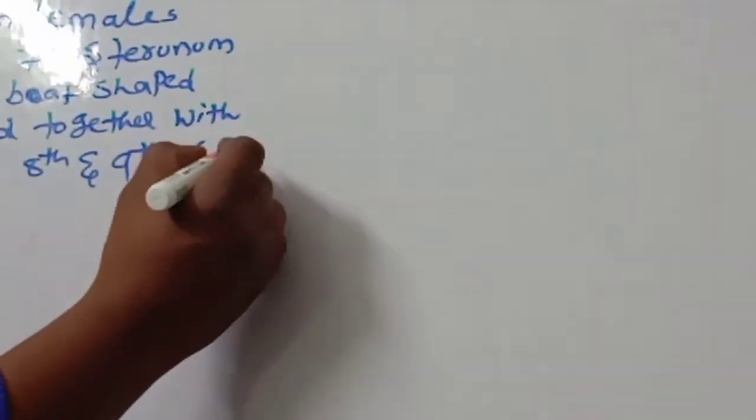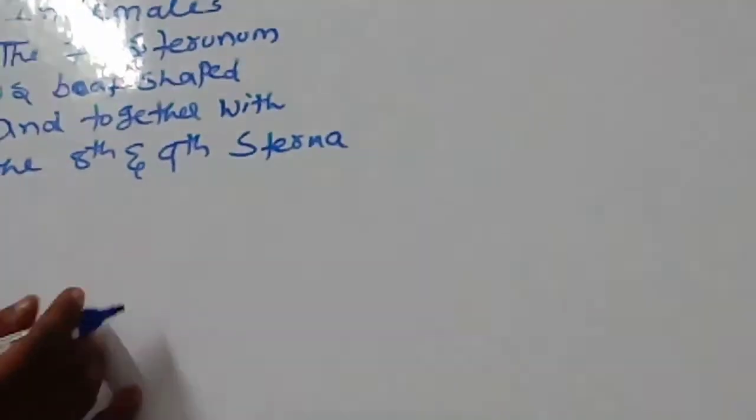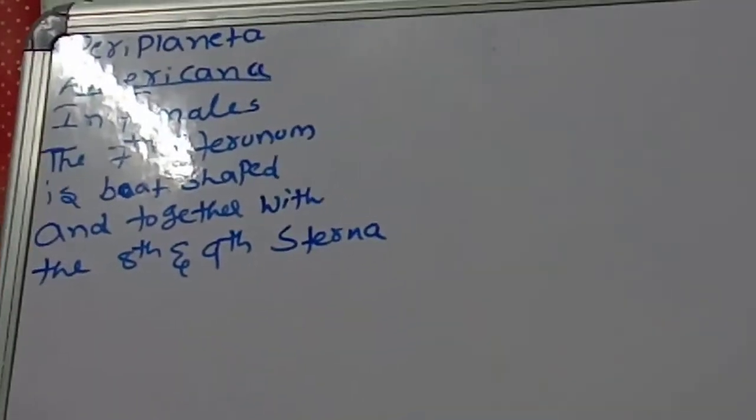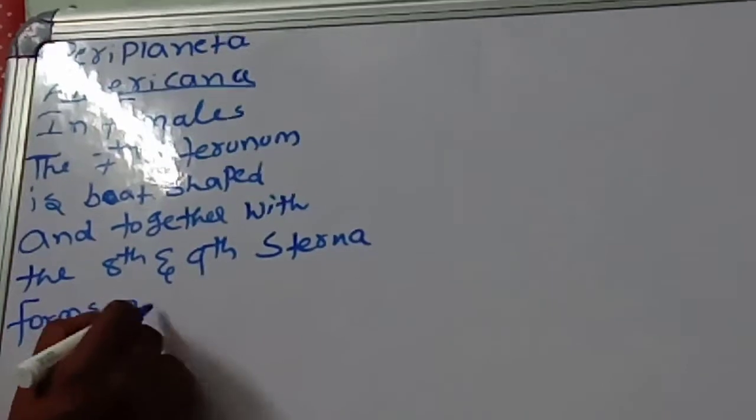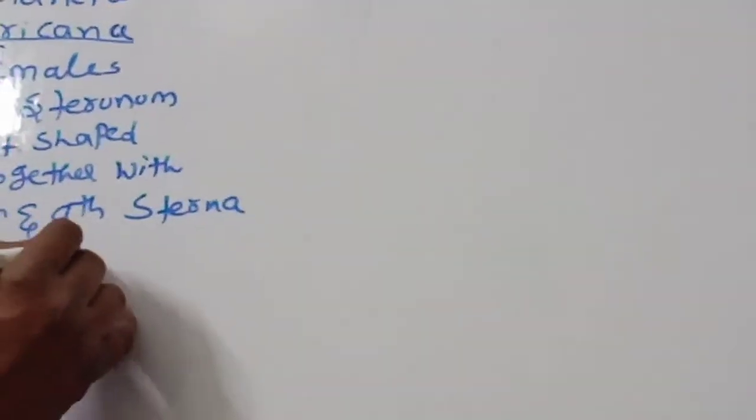Together with the eighth and ninth sterna, the 7th sternum forms a brood or genital pouch.